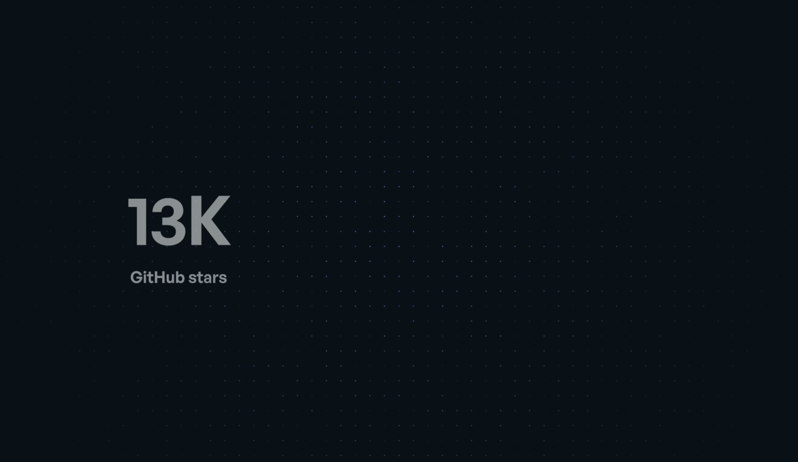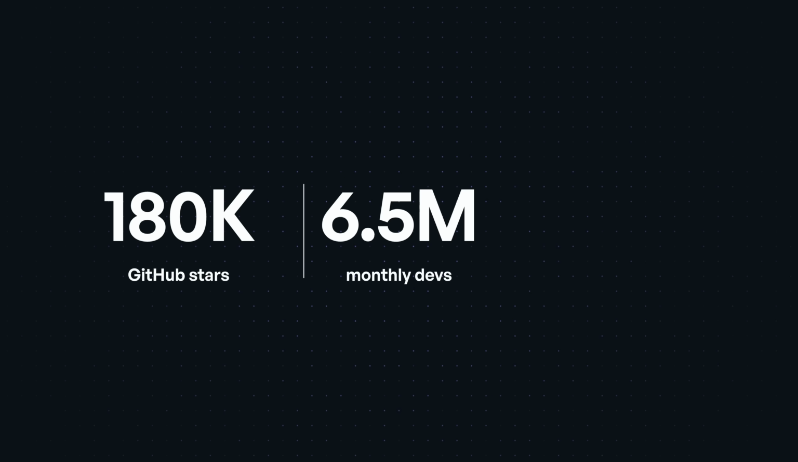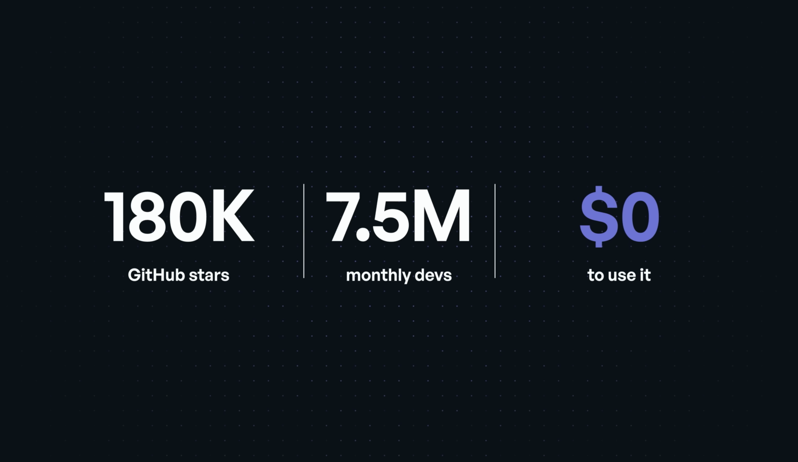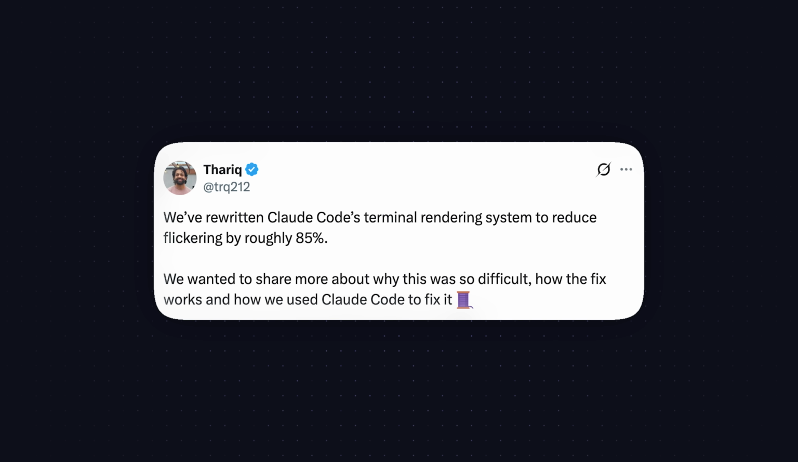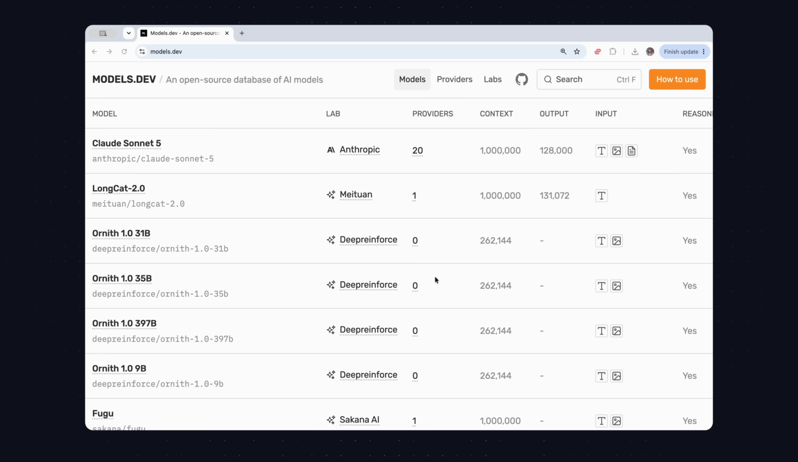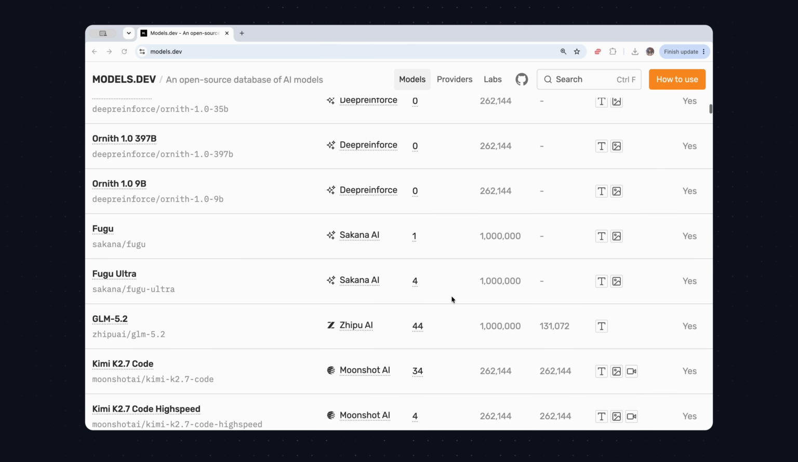OpenCode is an open source coding agent that just crossed 180,000 stars on GitHub, and it's a direct replacement for tools like Claude Code without the glitchy UI and expensive subscriptions. You'll get access to hundreds of models, including free and local models, which is pretty cool. So you're not vendor locked into one platform.